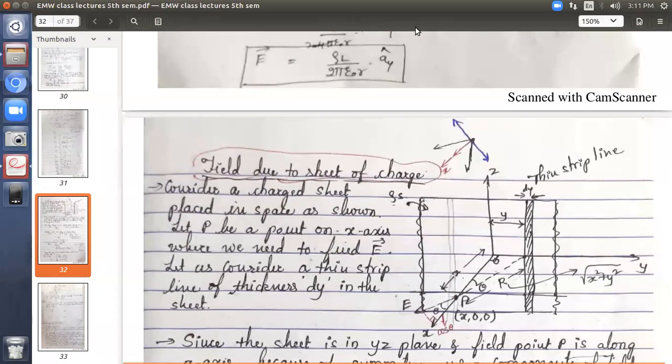We considered a sheet. Let me just recall. In that sheet, instead of going for the sheet separately, we will divide it into a number of strips, and each strip is considered like a line wire, and for a line charge we have already derived the expression. Finally, for a complete sheet, we integrate the answer for a single strip. If we integrate it for the complete sheet, we will get the electric field of the complete sheet of charge.